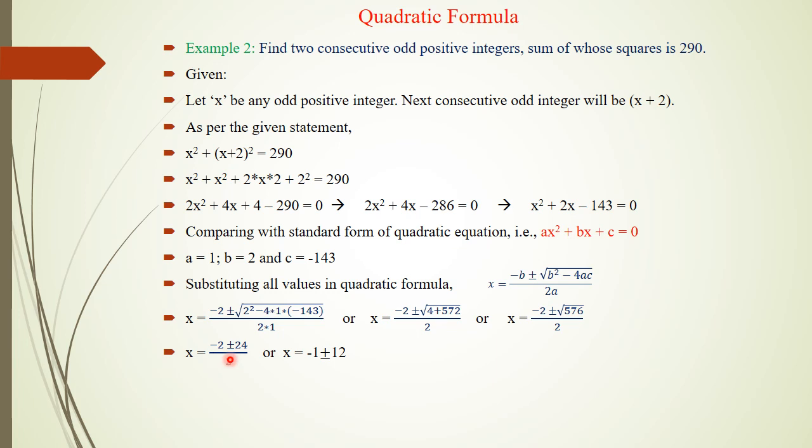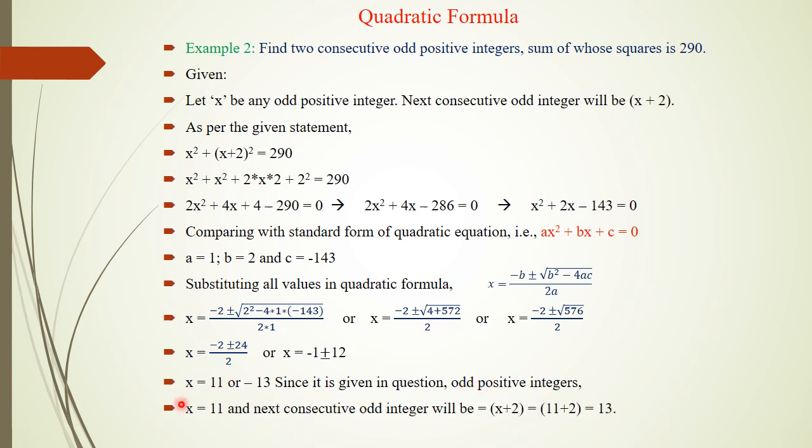This 2 gets cancelled here. Therefore, x equal to minus 1 plus or minus 12. If I consider this as plus 12, that will be one solution, that is x equal to minus 1 plus 12, which gives me 11. If I consider 12 as minus 12, x will be equal to minus 1 minus 12, which is minus 13. Since it is given in the question that it is an odd positive integer, this has to be 11 here.